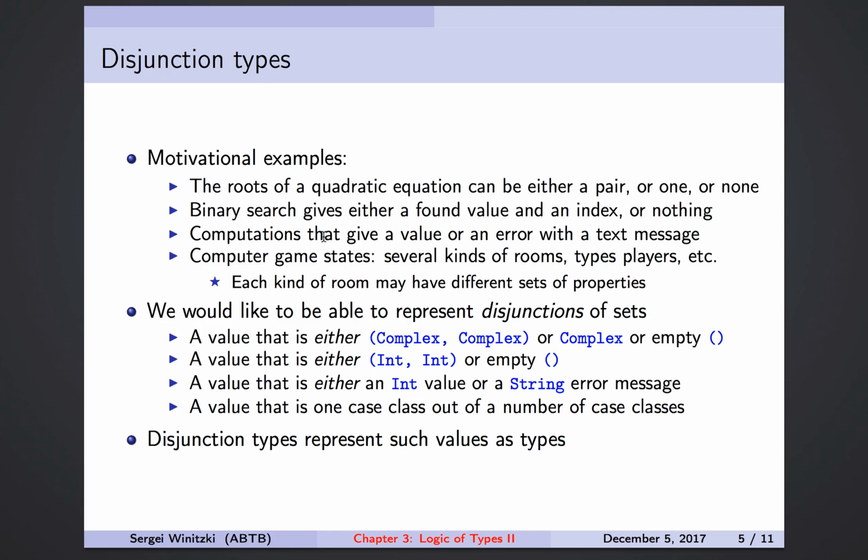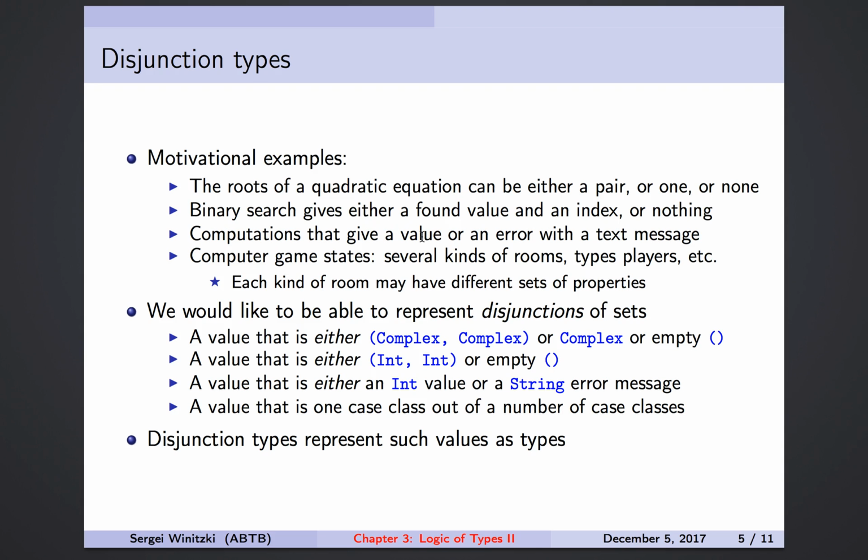Another example is you can have computations that may generate an error and fail to return a value, or they can return a value. And the error could be different, so you want to have a message about what error occurred. So then it's convenient to return a type which is either a value or an error.